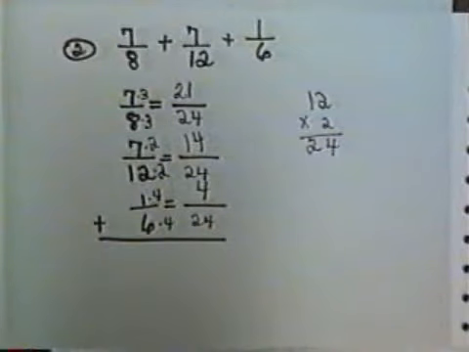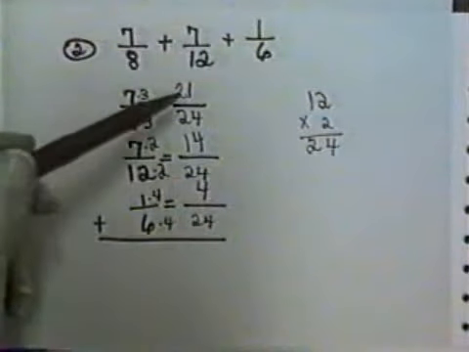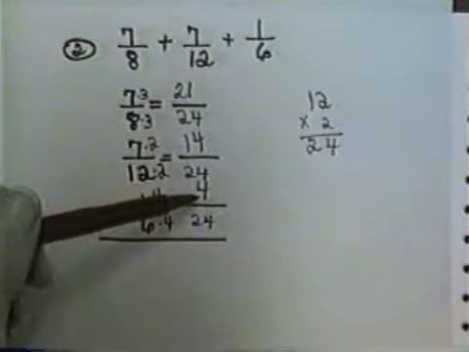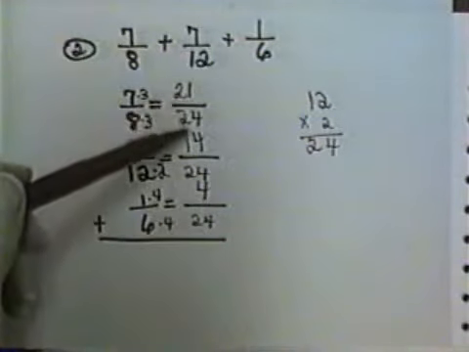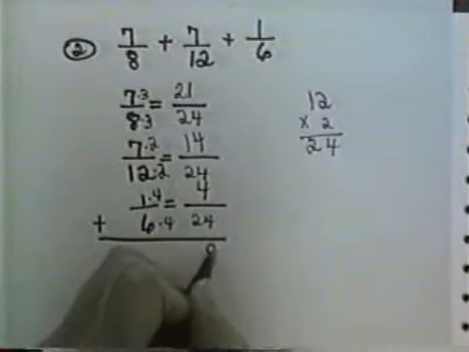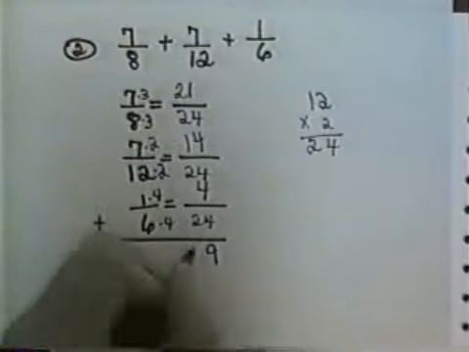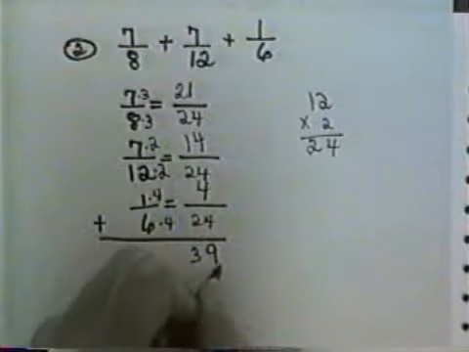Now we're ready to add up, and if you can't see this, you could come over the side and put your 21, your 14, and your 4 down. But we'll get 1 and 4 is 5, and 4 is 9. And then we have 2 and 1 is 3. So we end up with 39 24ths.